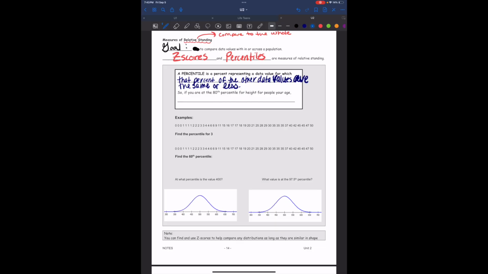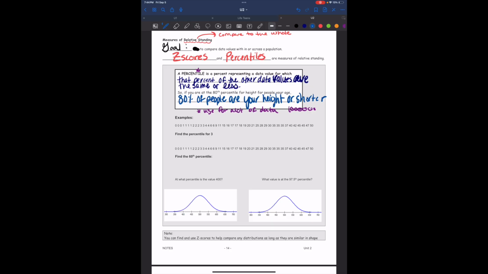So, for instance, if you are in the 80th percentile for height for people that are your age, you could say 80% of people are your height or shorter. Typically, percentiles are used when you have a lot of data values. Think about thousands of data values. A percent is a lot easier to talk about than super big numbers. So the examples that we have are a lot smaller.